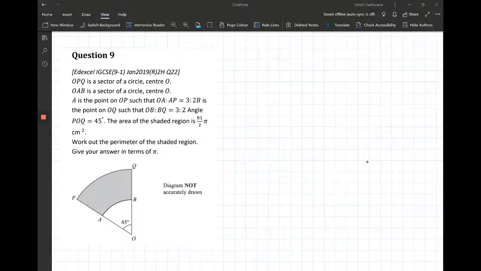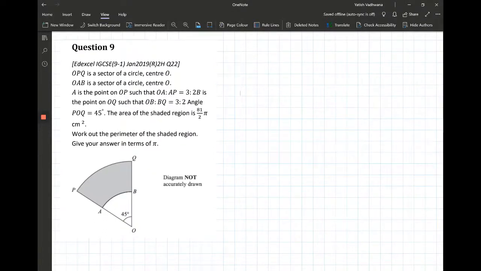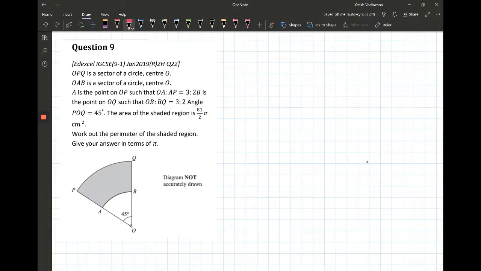Requested this question to be covered from the arcs and sectors homework. So I'm just going to read this out carefully. OPQ is a sector of a circle, so we can see that here, OPQ. OAB is another sector of a circle, and they share the angle.